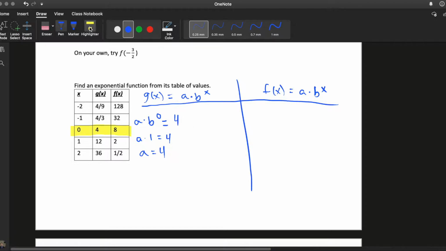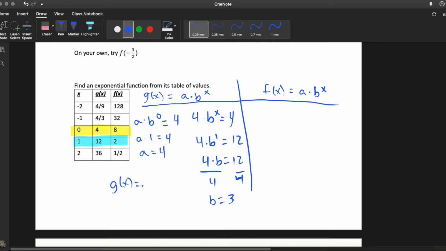Now to find our b, we use the value where x is equal to 1. If a is equal to 4, I plug it in: 4 times b to the x has to give me y, or g of x. So now I plug in 1. 4 times b to the first power is equal to, when x is 1, my g of x is 12. B to the first power is just b. So 4 times b is equal to 12, and when I divide by 4 on both sides, I get b is equal to 3. So when it's asking me to find my equation, g of x is equal to 4 times 3 to the x power.